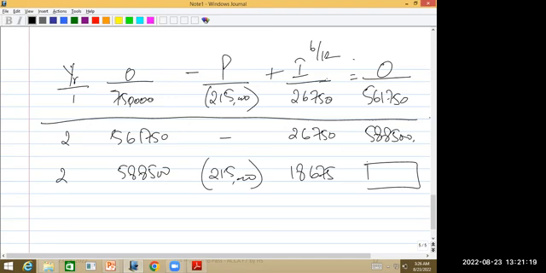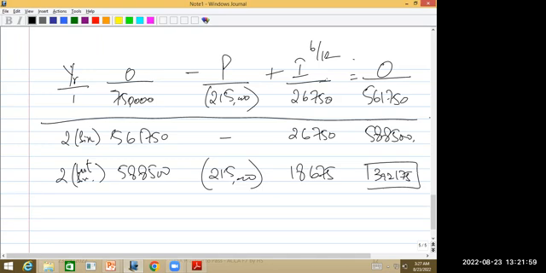215,000. That's the second year. This is the second year, first 6 months. And this is the last 6 months. We are still at the second year. 588,500 minus 215,000 plus 18,675 is 392,175.